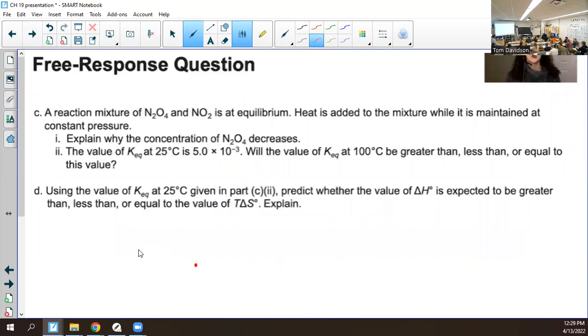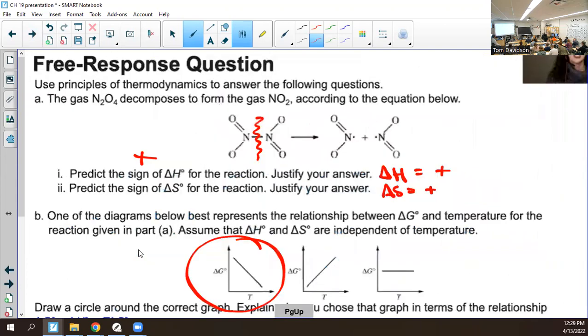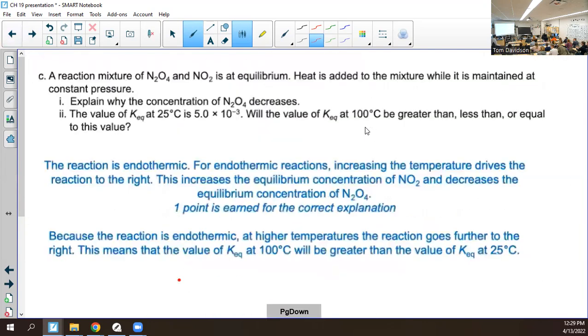Because we said it was. Because a long time ago, we said it was endothermic. So more heat makes this go down and these go up. Yeah, sorry, that could be confusing if you didn't. All right. So there's that answer. Because the reaction is endothermic, at higher temperatures, the reaction goes further to the right. You with me? You have to explain it.